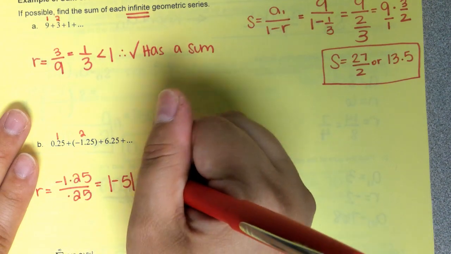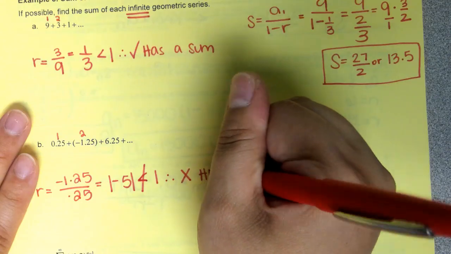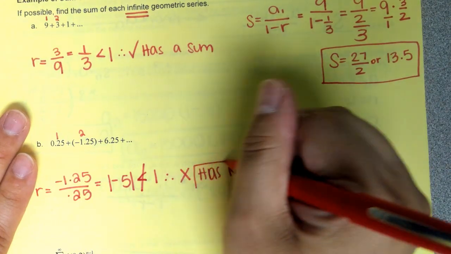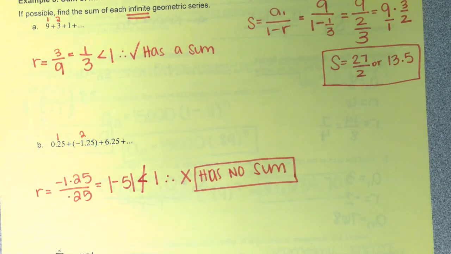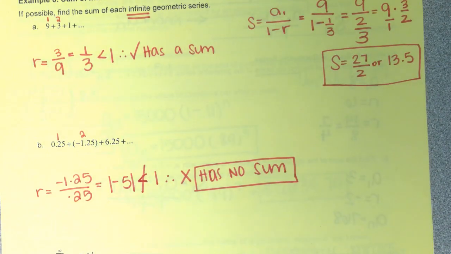I'm going to put a line through it. Therefore, this has no sum. And you're done, because you don't have a sum, you can't do the formula. If you wanted to put a greater than sign there, that's fine as well. If it is not less than 1, it does not have a sum, so you do not do the formula. You get to stop right there.